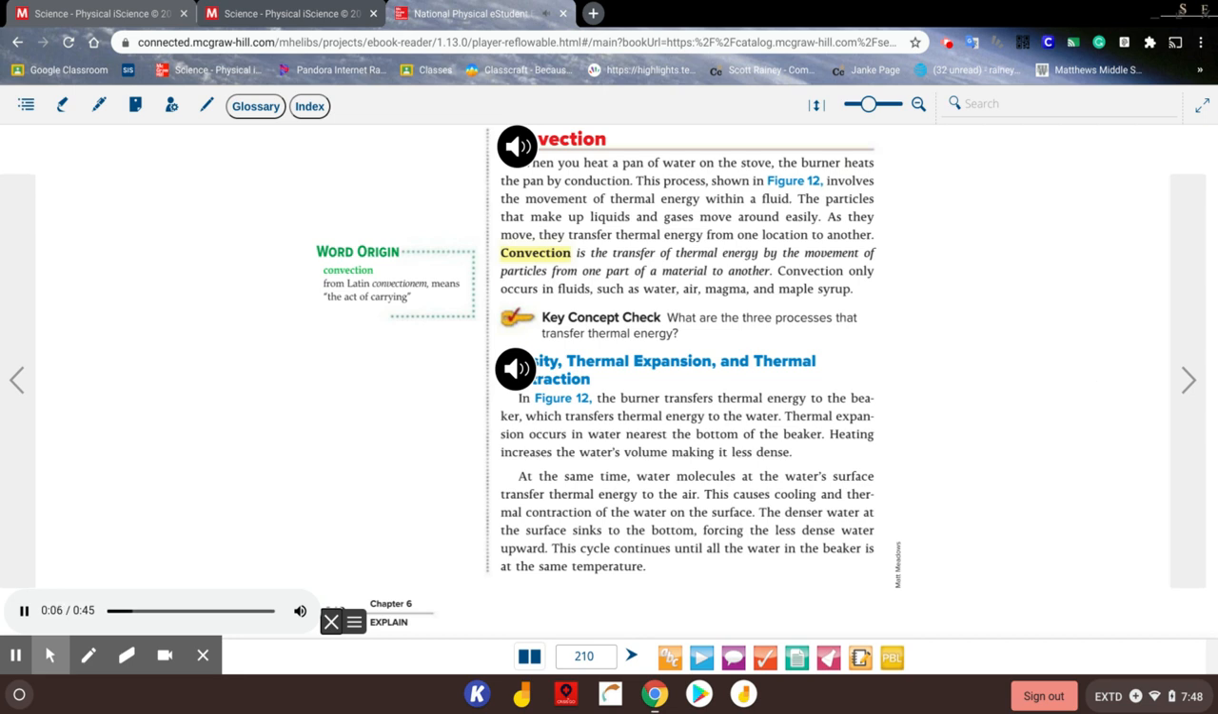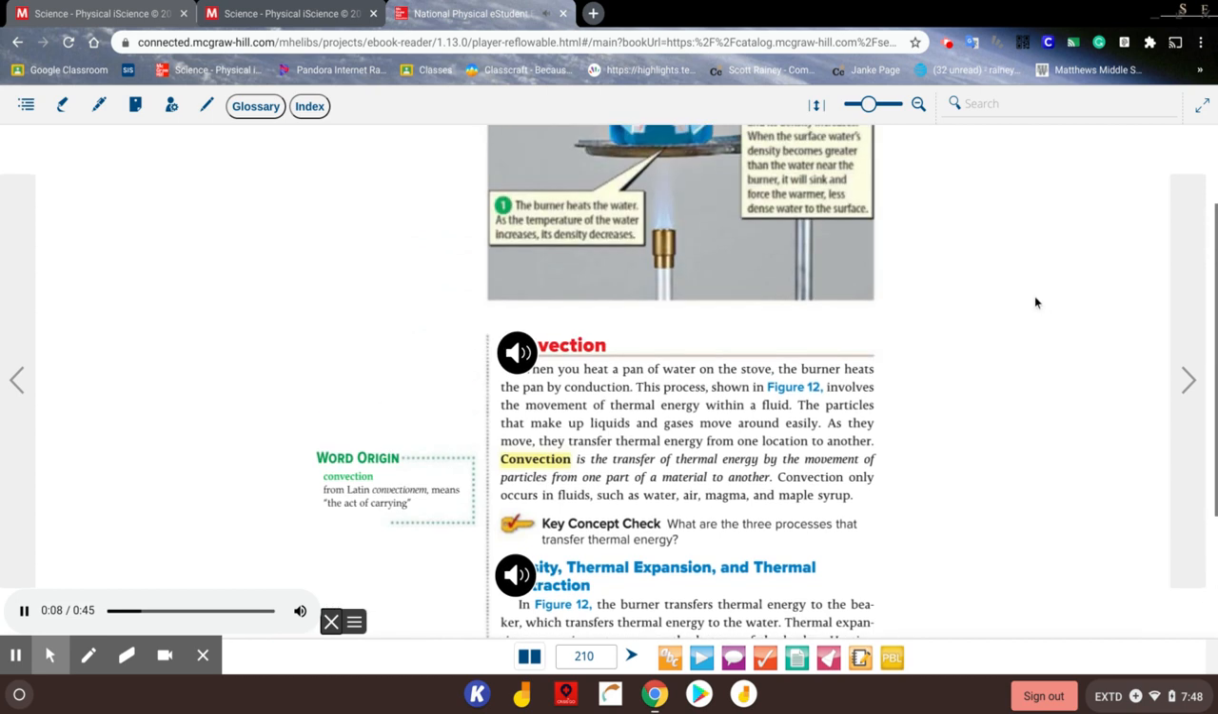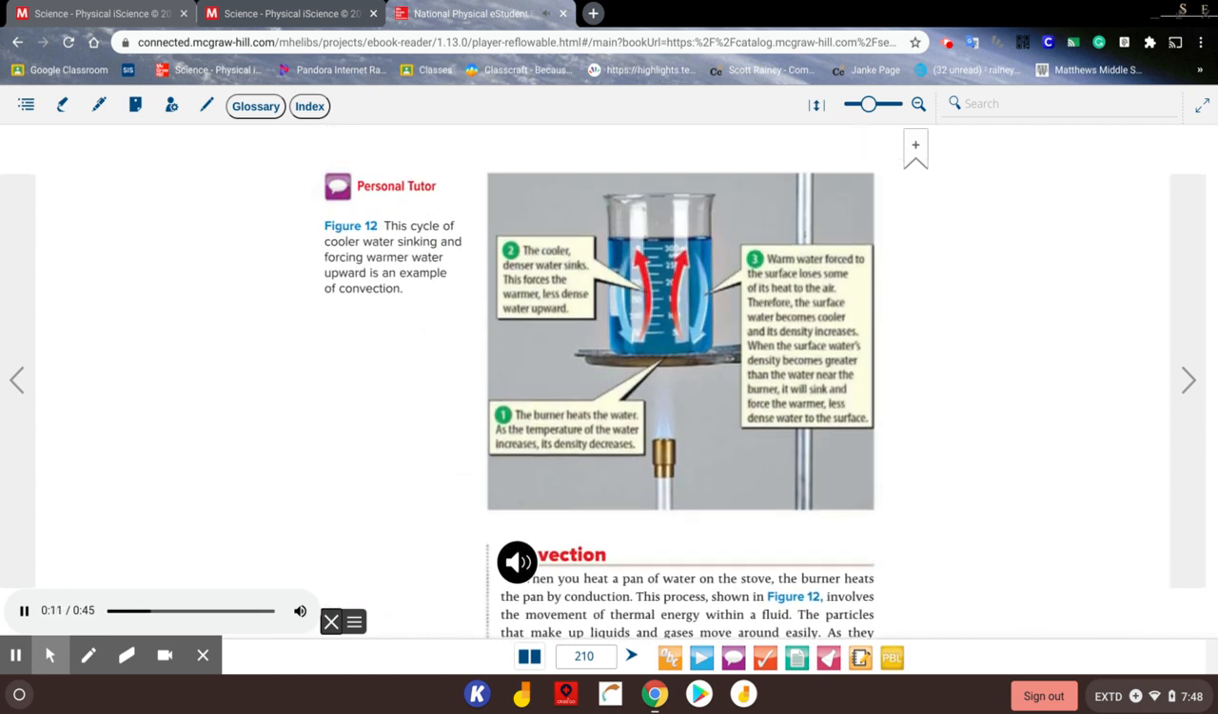In Figure 12, the burner transfers thermal energy to the beaker, which transfers thermal energy to the water. Thermal expansion occurs in water nearest the bottom of the beaker. Heating increases the water's volume, making it less dense. At the same time, water molecules at the water's surface transfer thermal energy to the air. This causes cooling and thermal contraction of the water on the surface. The denser water at the surface sinks to the bottom, forcing the less dense water upward. This cycle continues until all the water in the beaker is at the same temperature.